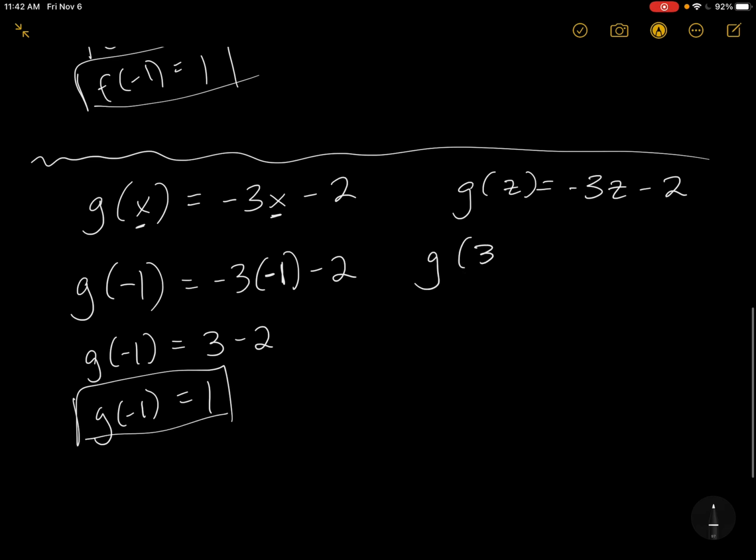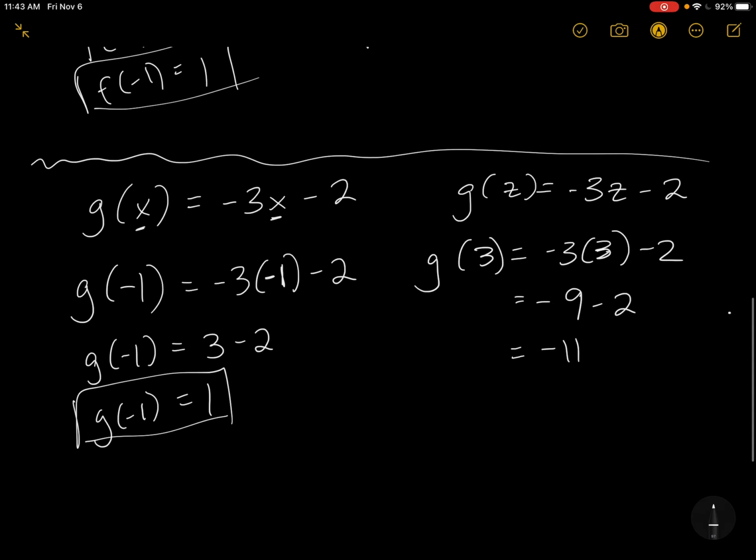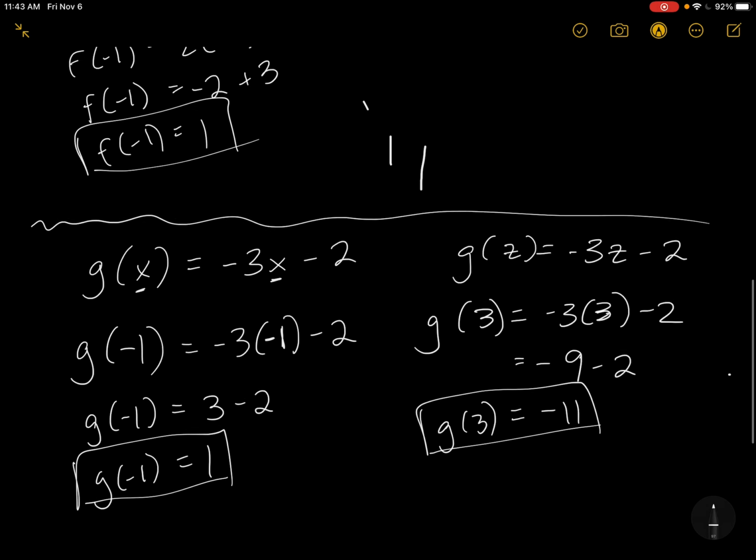Right, what about g of 3? So -3 times 3 minus 2. So g of 3 is equal to -11. Right, so hopefully that's pretty straightforward.